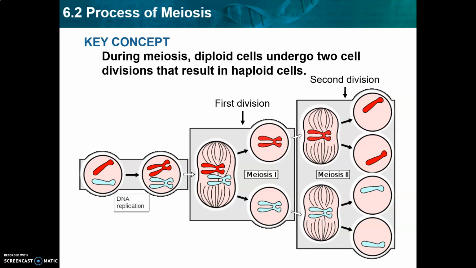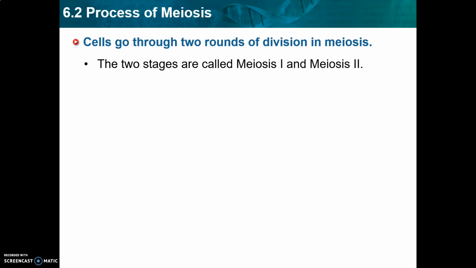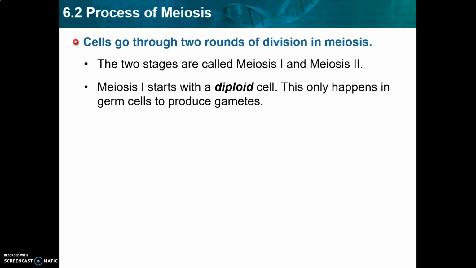So let's talk about how that happens. The 2 stages of meiosis, we call them meiosis 1 and meiosis 2. Meiosis 1 is always going to start with a diploid cell. In your body, this is only going to happen in cells that we call germ cells. Germ cells are cells that undergo meiosis to produce gametes.